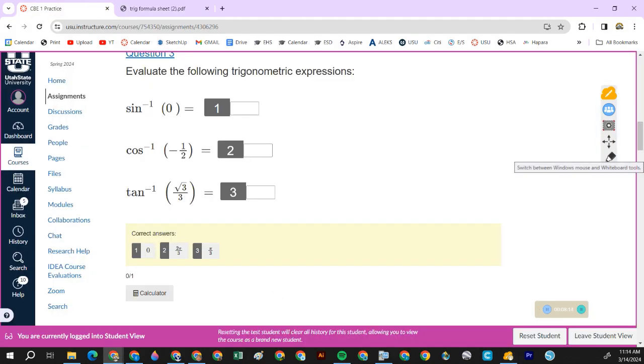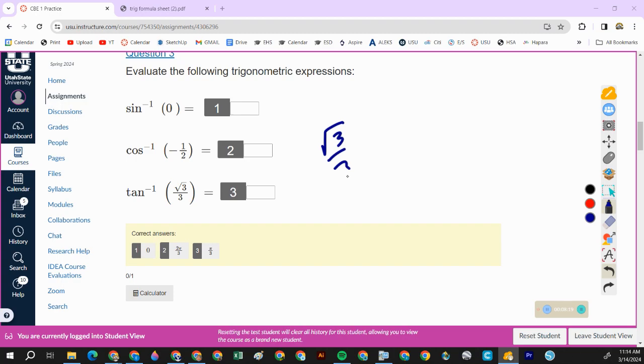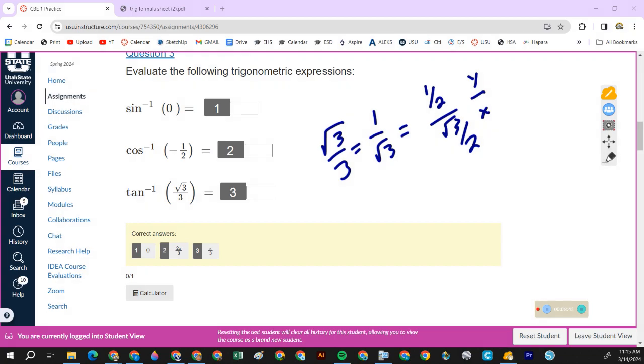Oh, this one's... Did I get that wrong? So root 3 over 3 is 1 over root 3, which is 1/2 divided by root 3 over 2. And tangent is sine over cosine, so y over x. So y is 1/2. Yeah, that's wrong. Hopefully that's not the case on the actual test, but that's wrong. That should be pi over 6.